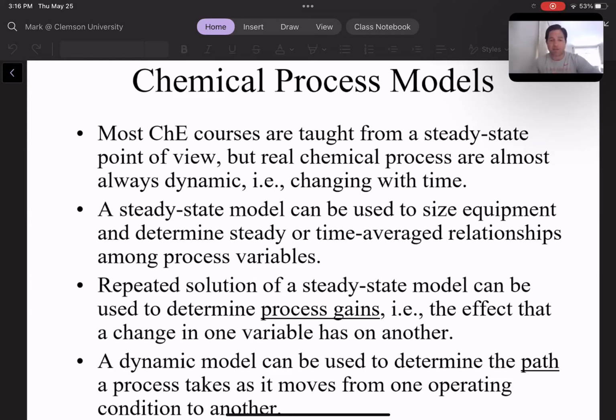Dynamic models, on the other hand, are useful for determining how fast things respond, how much things respond, and which process inputs are most important, and also which terms such as system volumes, flow rates, temperatures, etc., have the largest effect on the overall process.